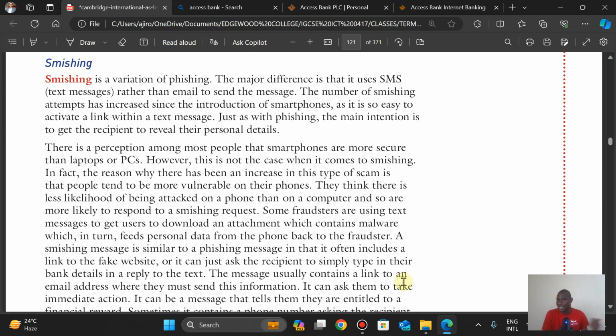Back then there was no internet. The internet was not popular then. And smishing has been around a long way back. It's not a new thing.